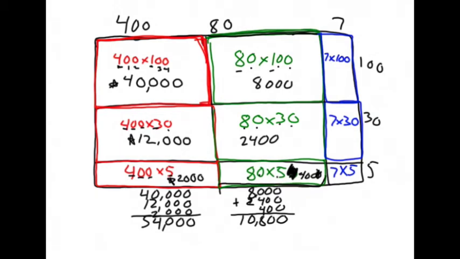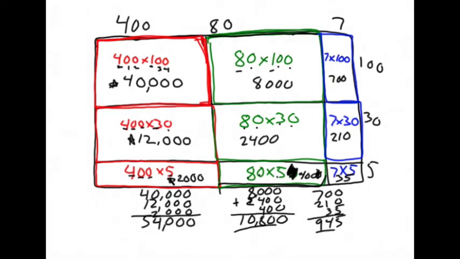I wonder how many of you were screaming at the computer just now, telling me that I was wrong about 80 times 50. Okay, now to the blue boxes. 7 times 100 is 700, 7 times 30 is 210, and 7 times 5 is 35. So I need to add 700 plus 210 plus 35, 5, 4, 9, 945.